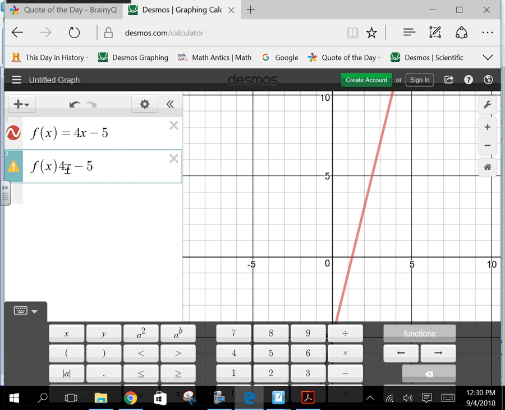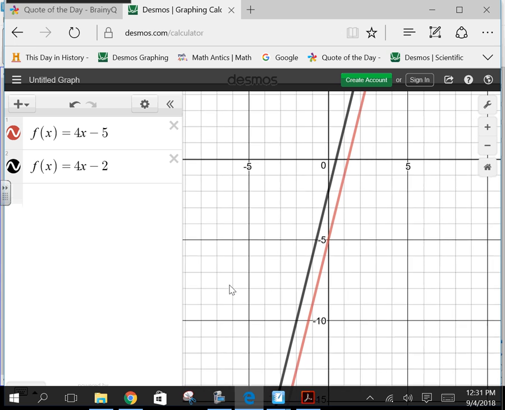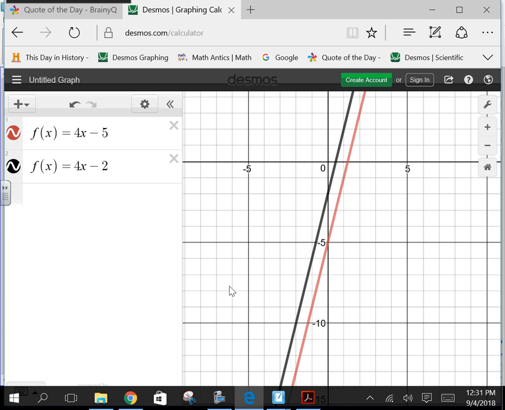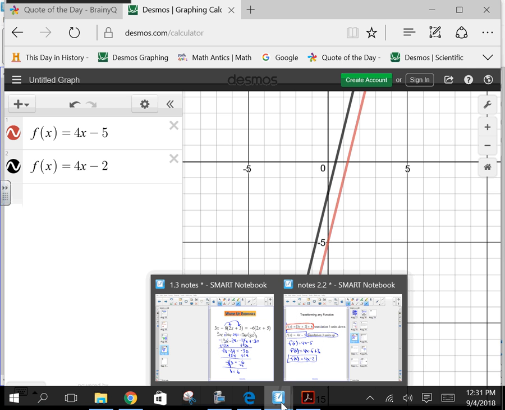I'm going to put a plus 3. Watch this. The original's in red. The new one's in black. Notice how I took the original and moved it upward 3 units. Look at the y-intercept, it moved up 3 units. 1, 2, 3. The whole line moved up 3 units. So this would be our answer to this function. Right, Valdez? You're awesome, Valdez. Here we go.